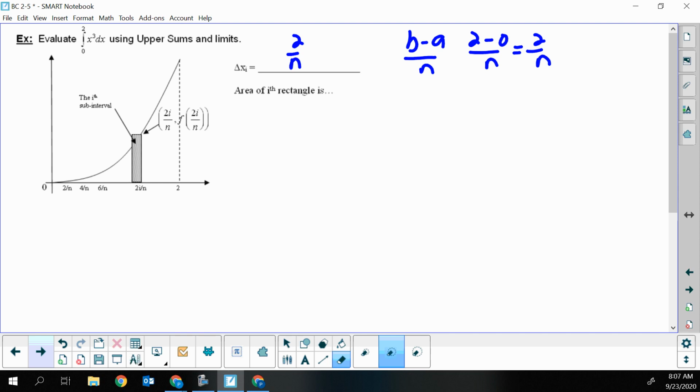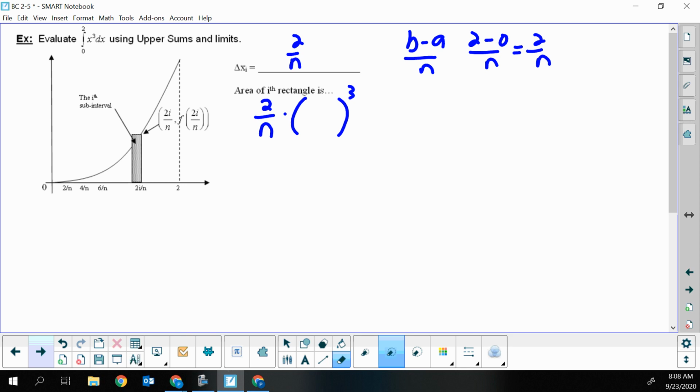So the area of an ith rectangle. The ith rectangle is just some random rectangle in the interval. The base of every rectangle is going to be 2 over n. So we do base times height, so we'll have 2 over n times some height. The height is found by subbing into x cubed, so we're going to have something cubed. We just need to somehow represent a random x value that we're subbing in.